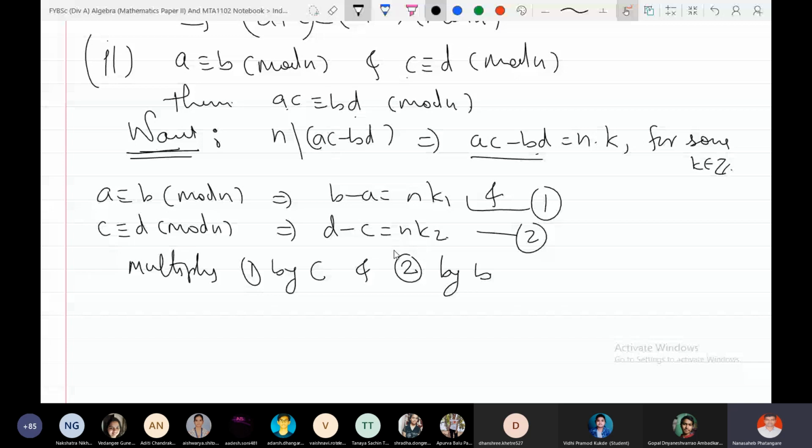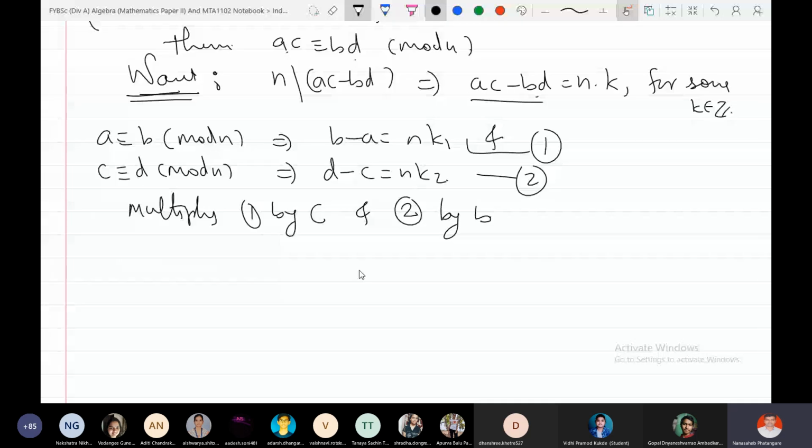So logically, how to decide: suppose you want to achieve something, and you know your target, your aim, your goal. Looking at the goal, you decide your strategy. So I am looking at my goal. My goal is AC minus BD is equal to n times some integer. Looking at this goal, I am deciding my strategy. So I will multiply the first expression by C and the second expression by B.